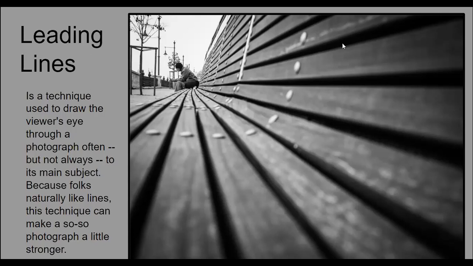So leading lines is basically a technique that's used to draw the viewer's eye through a photograph to its main subject. If you'll notice the example we have here, it's of a park bench, and the leading lines are made up of the slats on the bench and the shadows, the space between the slats, and they all lead you down to the person sitting at the end of the bench.